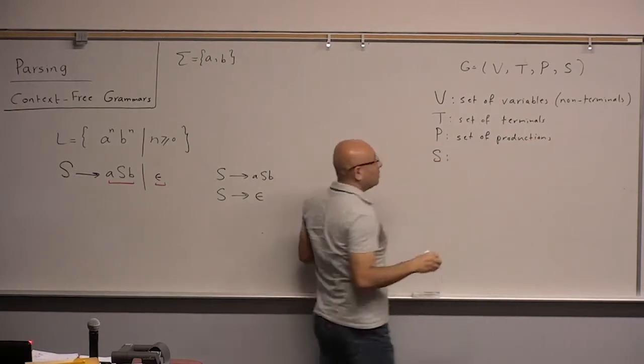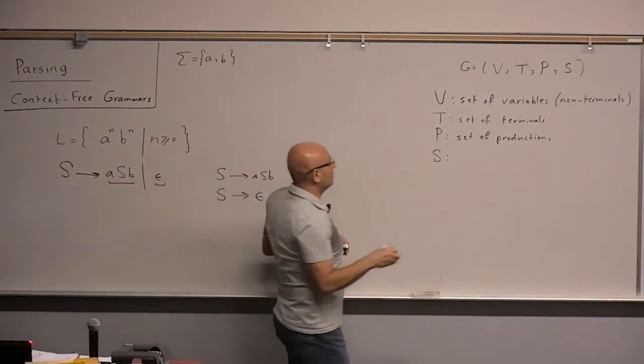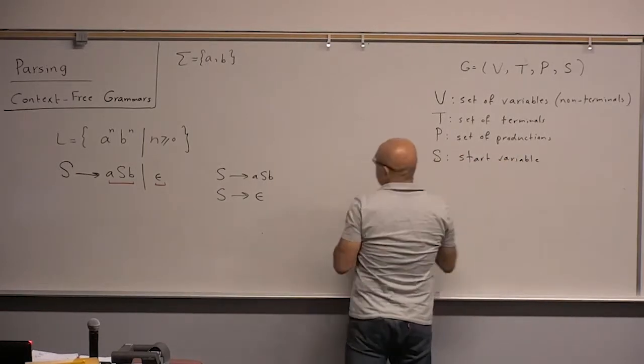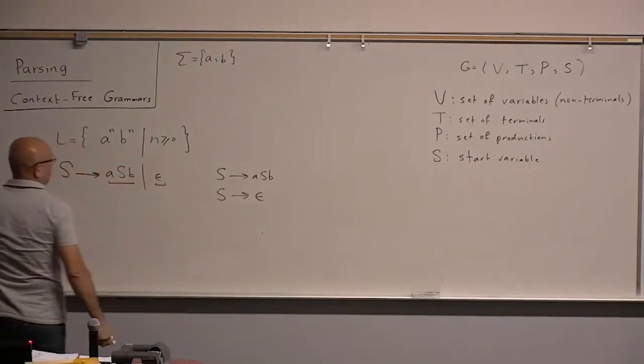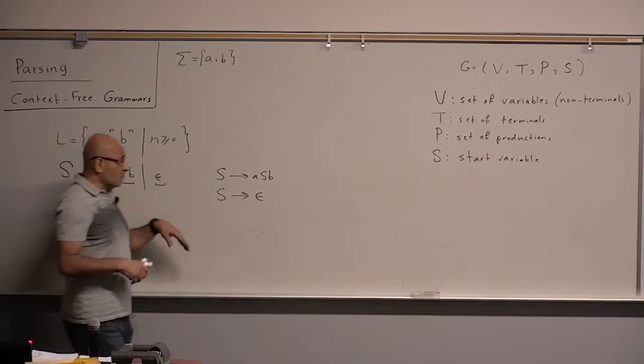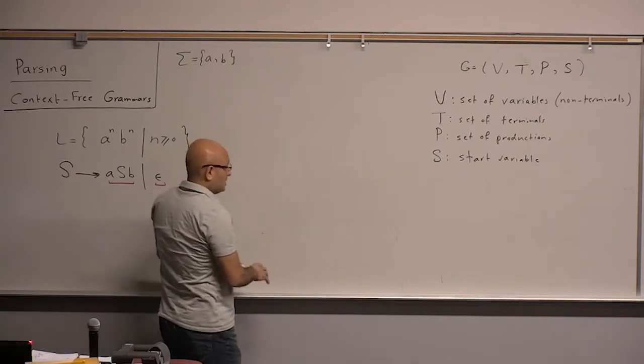And S, there is always one distinct variable, the start variable. So in this example, we only have one variable, which is S. We have 2 terminals, A and B. And S, the only variable that we have, happens to be the start variable. And we have 2 productions that are written in this way. Okay? So this is an example of a grammar. We will see more grammar examples in this lecture.